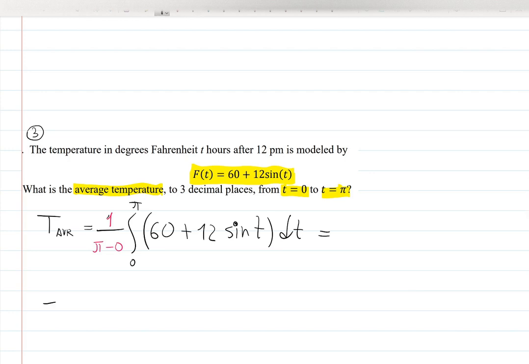Let's do that. 1 over pi is in front of the integral. Let's start integrating. 60 gives me 60t. The integral of 12 sine is negative or positive cosine? Indeed, it's negative 12 cosine t. If you're not sure, differentiate negative 12 cosine t, the derivative gives you minus 12 sine t. That's correct. Bar from 0 to pi.